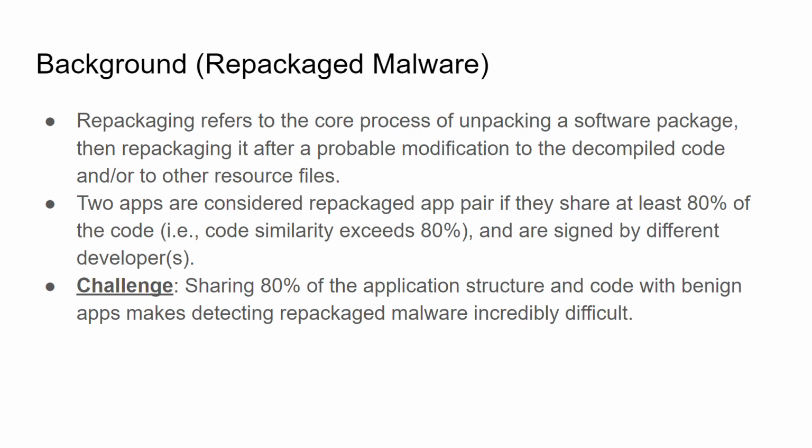Now, two apps are considered a repackaged app pair if they share at least 80% of the code and are signed by different developers. The challenge of detecting repackaged malware comes from the shared 80% of the app structure and the code. The reason is that if malware and benign apps share more than 80% of the application code, that implies the feature representations of those apps are also very similar, and that confuses the machine learning model a lot.